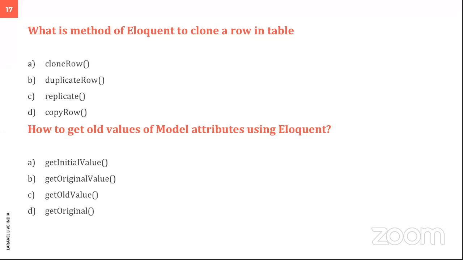Now let's see what the answer is. The answer is you can use the replicate method to clone a row in a table, and there is a function called getOriginal which can be used to get old values of model attributes using Eloquent. So hope everybody is clear till now, and whatever tricks we have mentioned, hope you are going to try them in your project. Now let's move forward.